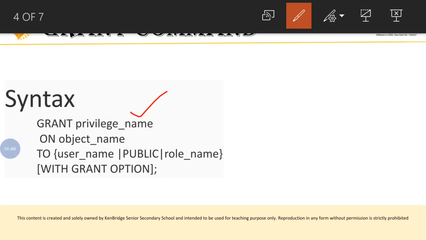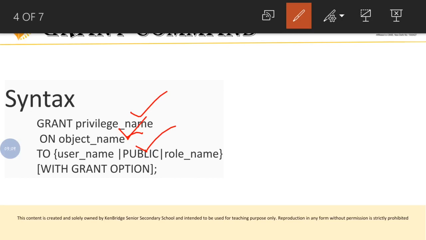Okay, on object name. What is the meaning of object name? Object name or table name. On whatever table they have to perform that particular privilege. There will be a lot of privileges that can be done on the table or any object in the database. So that comes under object name. Okay, object name. And to, username.